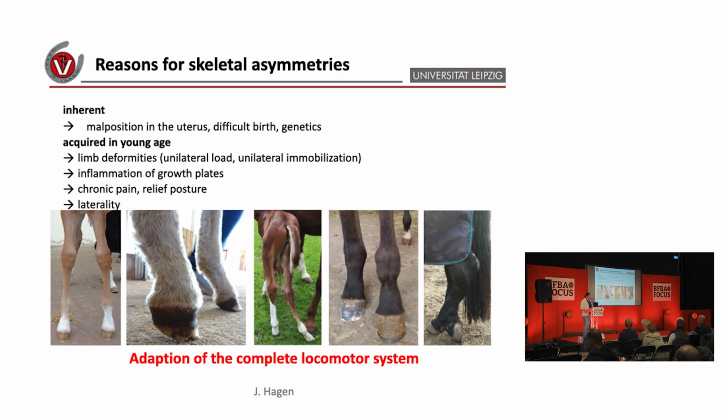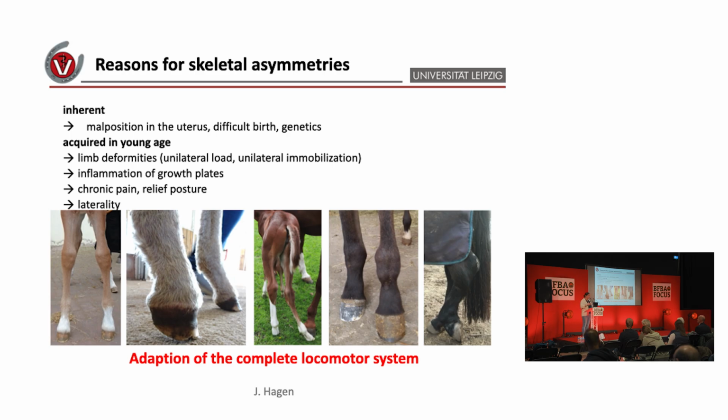But also at a young age, it can happen that you have foals with limb deformities, like Robbie Miller told us yesterday, or you see inflammations of the growth plate, or you have slight relief postures because the foal has any issue and is in pain, which is always an emergency. Pain in foals is usually an emergency because they load the skeleton very asymmetrically. And of course, we can have young foals with laterality.